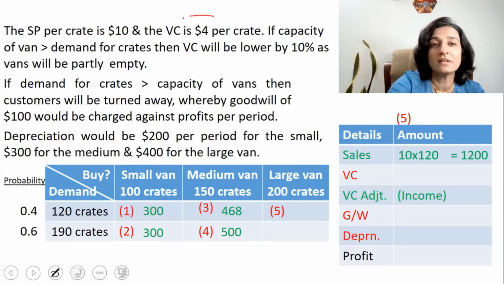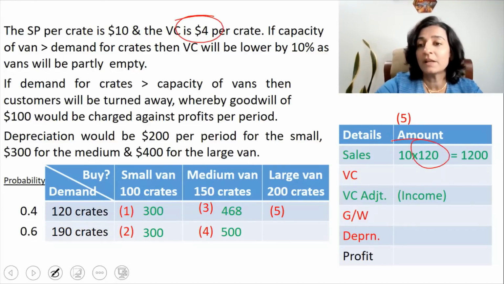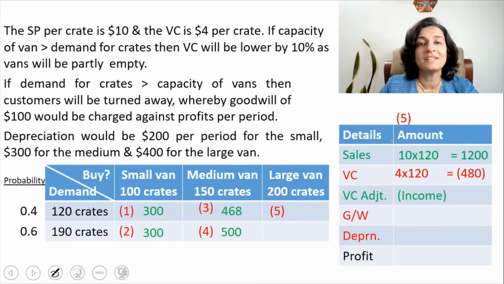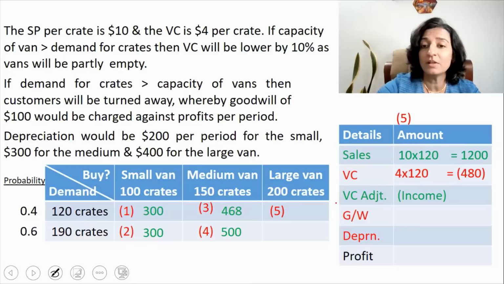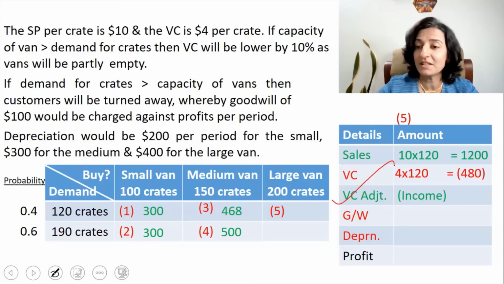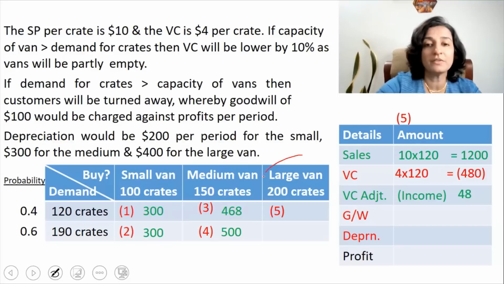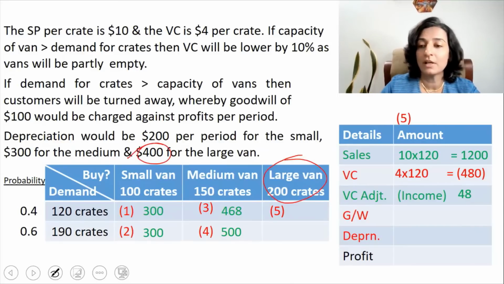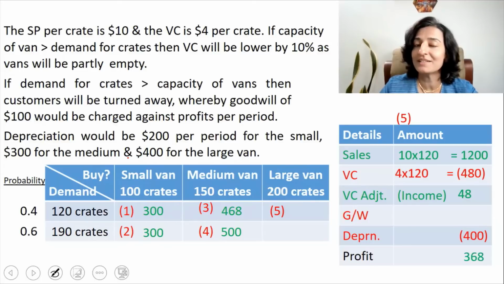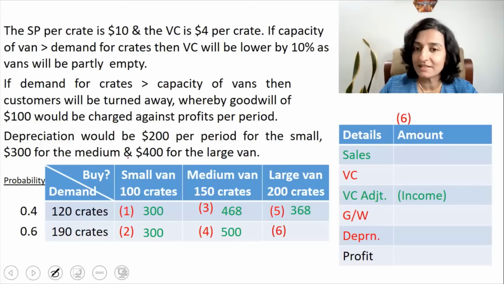Coming to variable cost, it's $4 per unit multiplied by the units sold, 120. So it is negative $480. We have a variable cost adjustment here at the rate of 10%. So it is 480 into 10%, or $48. And we do not have goodwill here. Depreciation of the large van is $400. We make note of it to arrive at the final profit of $368. Now coming to situation 6.